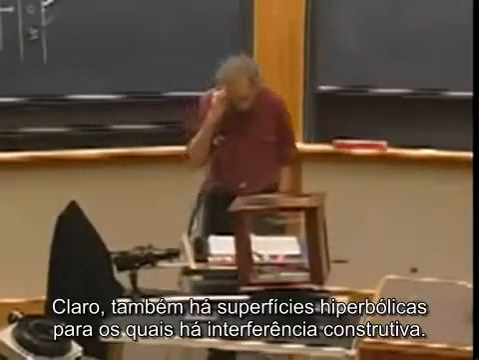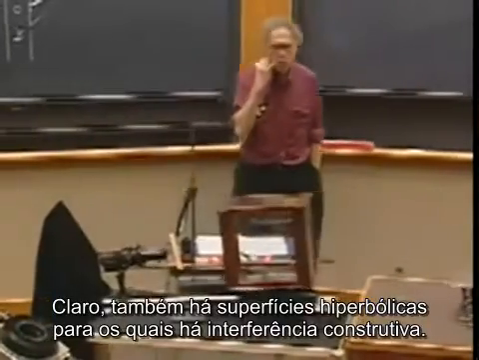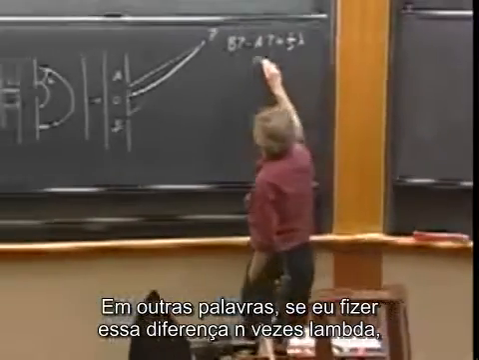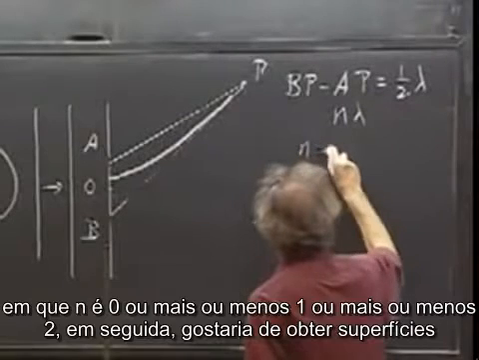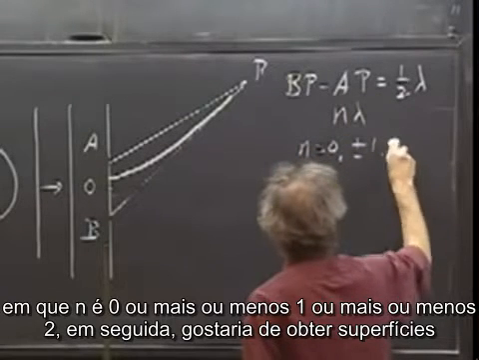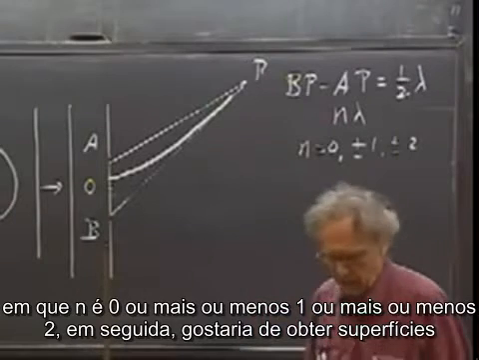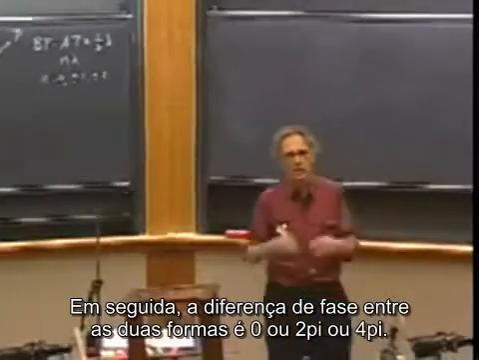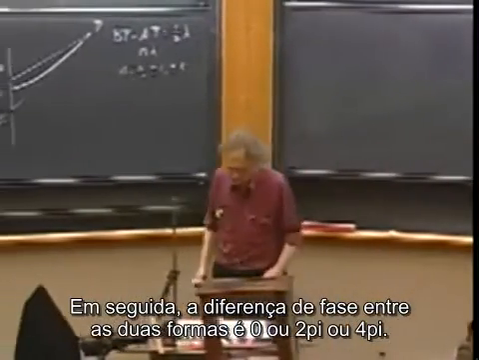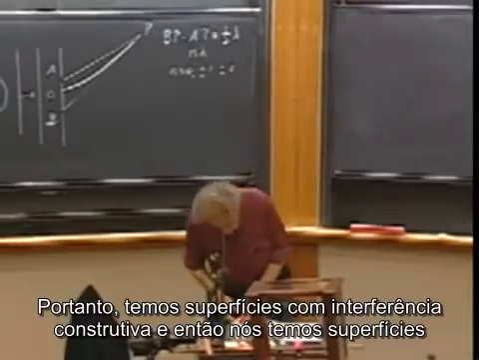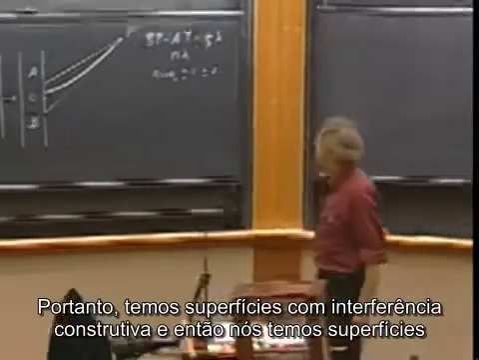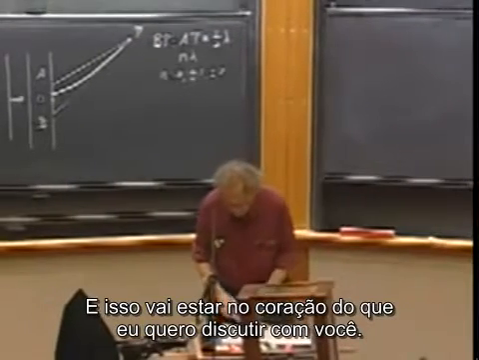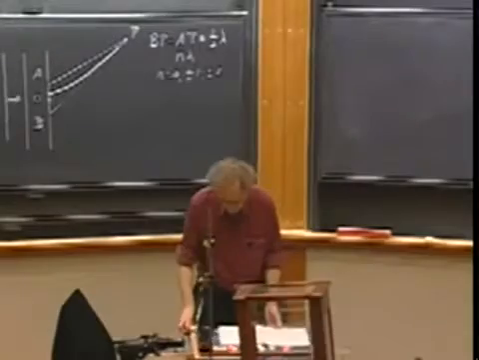Now, of course, there are also hyperboloidal surfaces for which there is constructive interference. In other words, if I make this difference n times lambda, whereby n is either 0 or plus or minus 1 or plus or minus 2, then I would get surfaces for which we get constructive interference. Then the phase difference between the two waves is either 0 or 2 pi or 4 pi. So we have surfaces with constructive interference, and then we have surfaces with destructive interference, and that's going to be at the heart of what I want to discuss with you now.